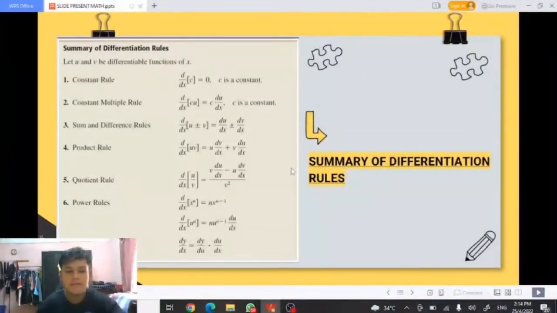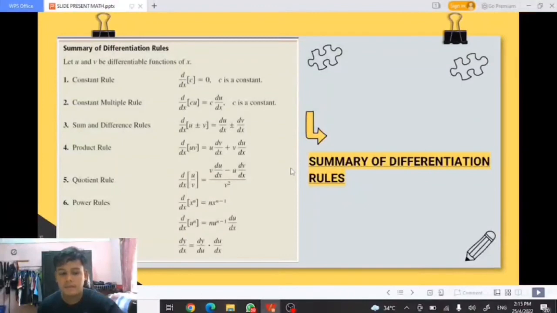Number 3, sum and difference rules. The formula is d over dx bracket u plus minus v equals du over dx plus minus dv over dx. Number 4, product rule. The formula is d over dx bracket uv equals u dv over dx plus v du over dx. Number 5, quotient rule. The formula is d over dx bracket u over v equals v du over dx minus u dv over dx, all over v squared.